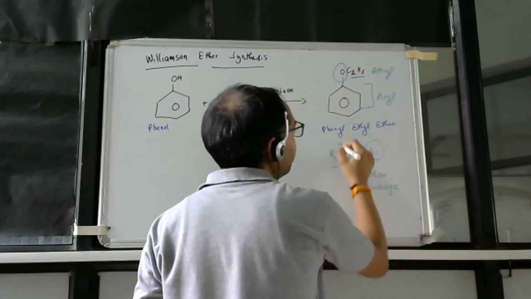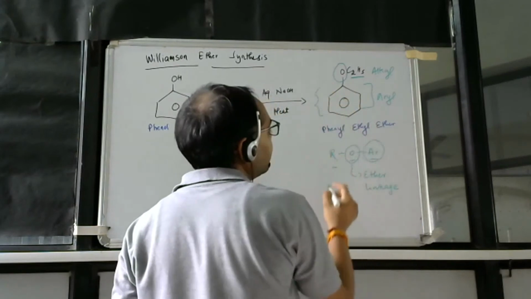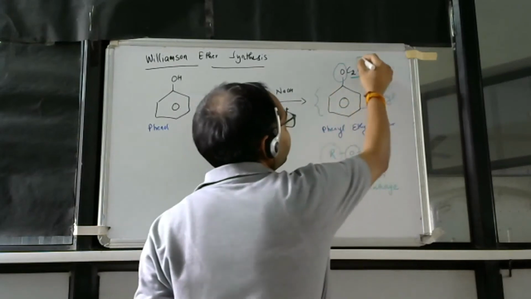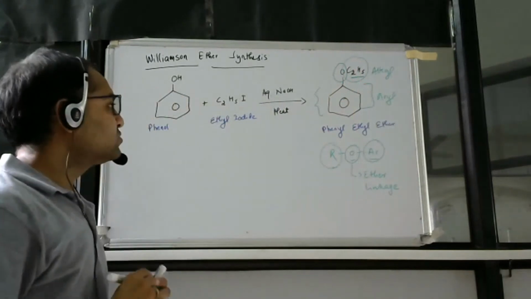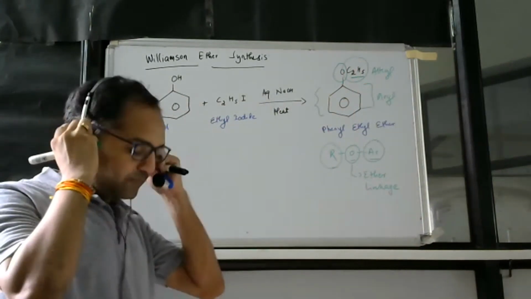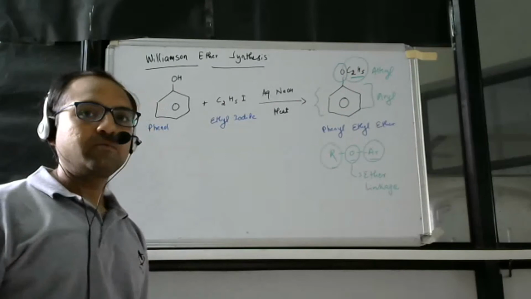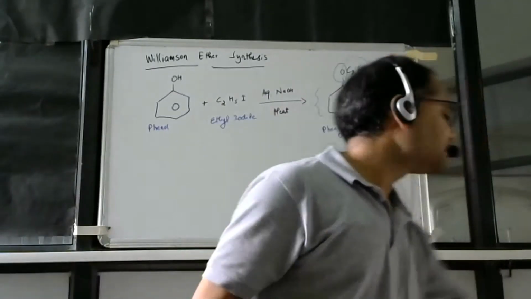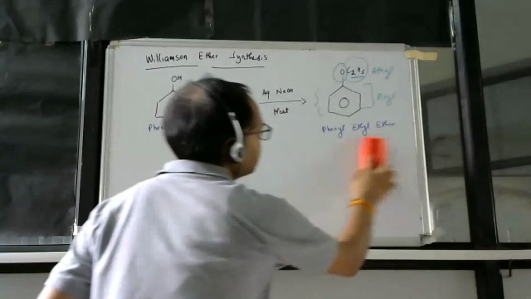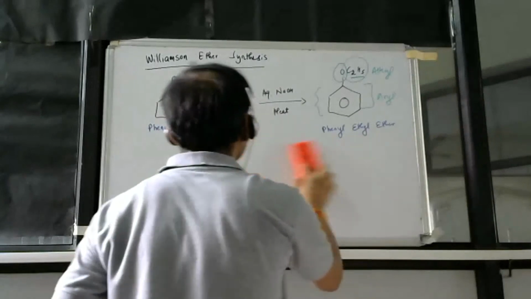This is the aryl group. So this phenyl ring is called aryl group and C2H5 is called alkyl group. So by these ways we can prepare the ether from phenol. Now how this reaction proceeds, let us understand by the mechanism.